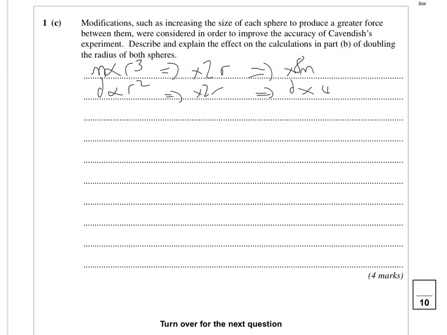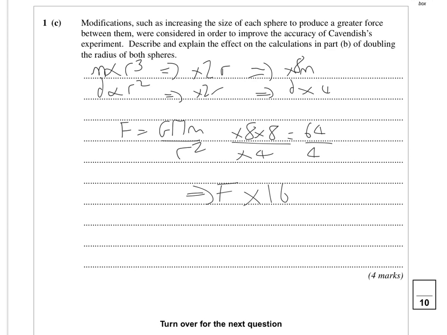So let's think. If we have GMm over r squared, effectively what we've done is we've multiplied the top line by 8 and by 8, so by 64, and we've multiplied the bottom line by 4. So the force has in the end been multiplied by 16.